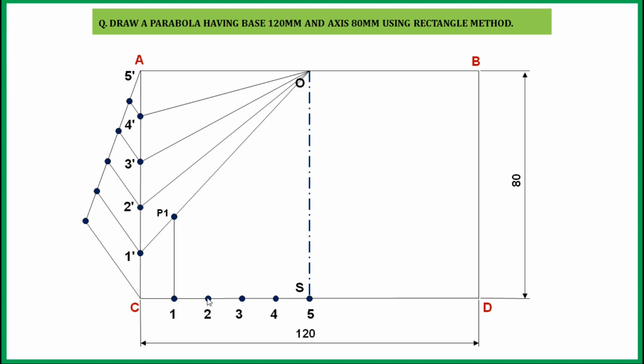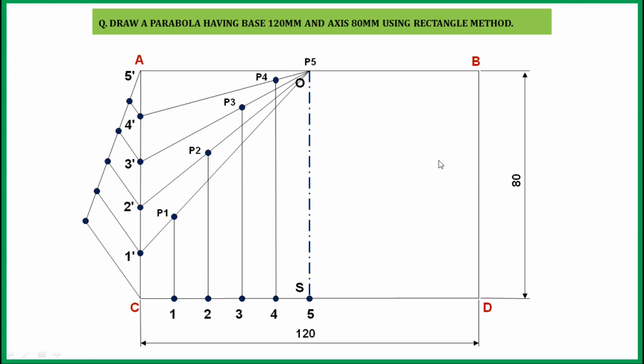Similarly, draw a vertical line, perpendicular to CS, from point 2 till it intersects 2 dash O. This would be your second point. For the third point, draw the vertical line up to 3 dash O. This will be your third point. And for the fourth point, draw a vertical line from 4 till it intersects 4 dash O. This would be your fourth point. And O itself is the fifth point of the parabola. So we have completed the half portion of the parabola.